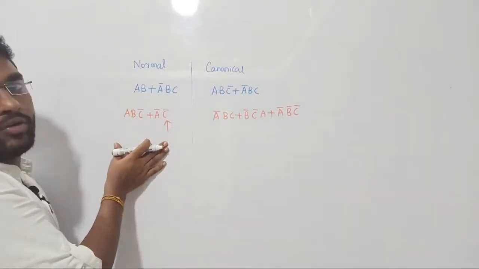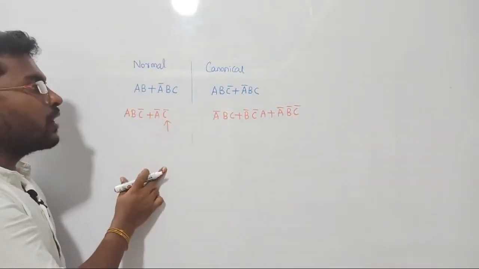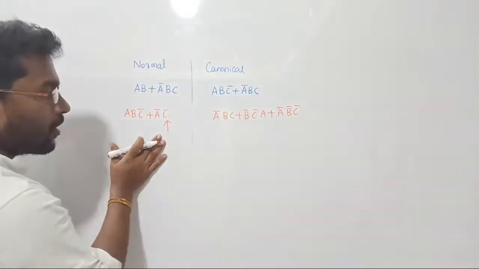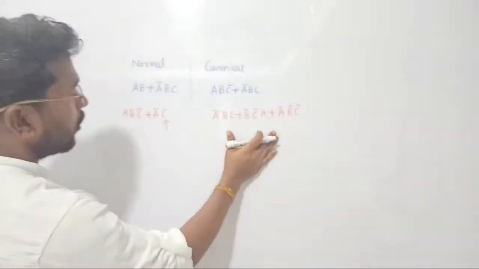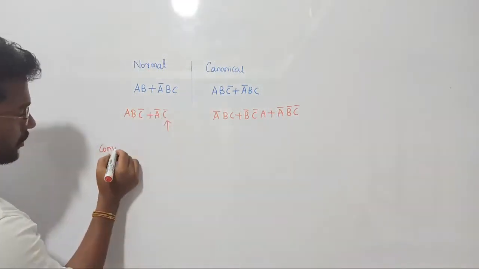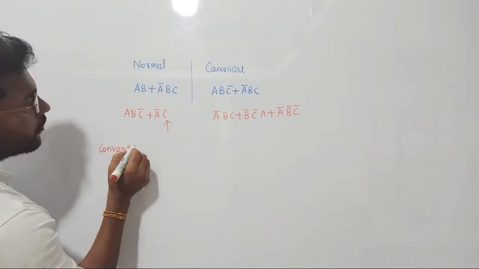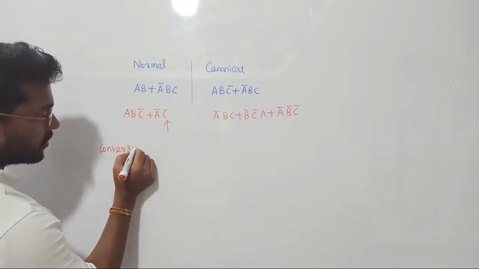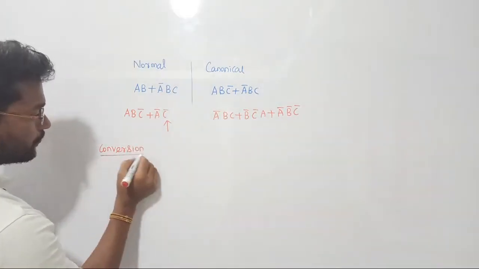This is called normal form, right? Some term is missing here. Suppose if I find any term like this, how do I get the canonical form from this one? So that is the conversion, the conversion from normal to canonical form, right? The conversion of a normal expression to canonical.